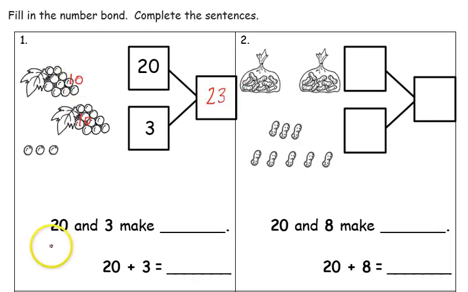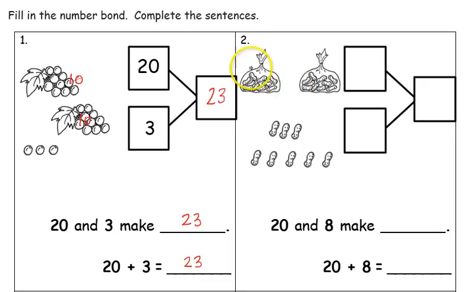That number bond helps us fill in the blanks down here. 20 and 3 make 23 in all, and then I'm going to show that same process as an addition number sentence. 20 and 3 make 23 can be written as 20 plus 3 equals 23. So we've taken the number 23 and shown it as an addition sentence using groups of 10 and ones.